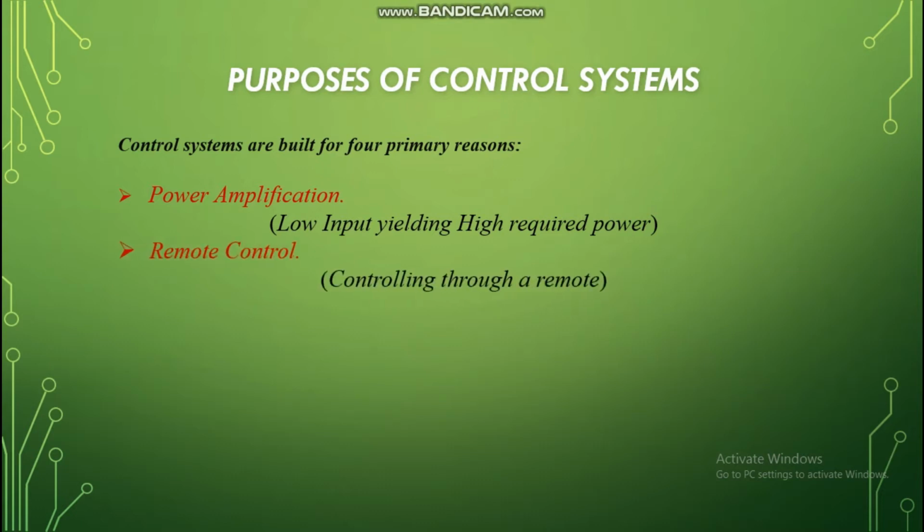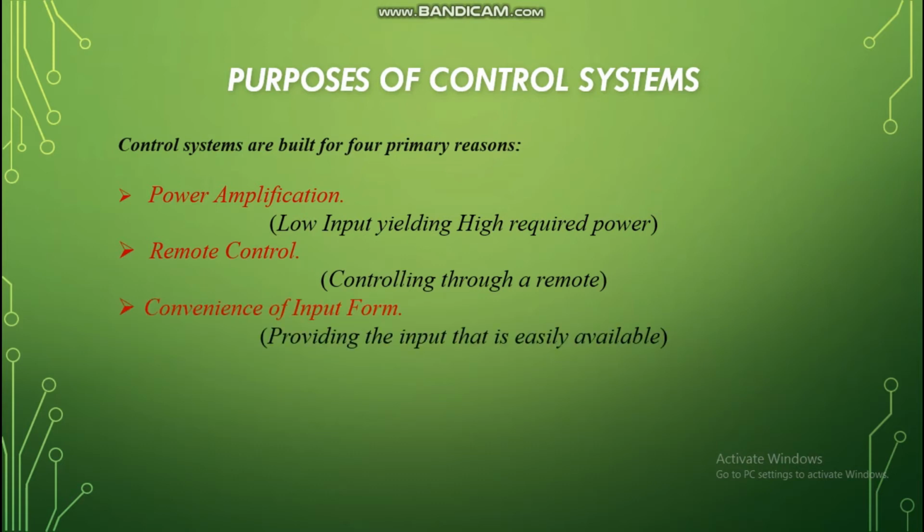Second reason is the remote control, controlling a system through a remote. It is required where being there with the system is not an option. For example, controlling a robotic arm in a radioactive location is not possible for a living being. So you can control the system just by a remote control.